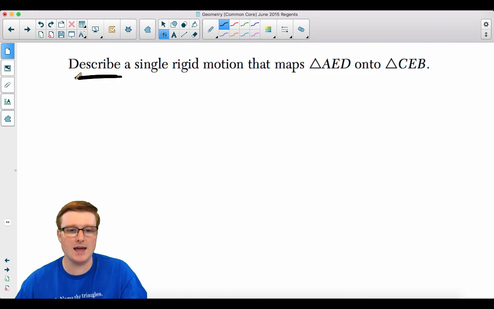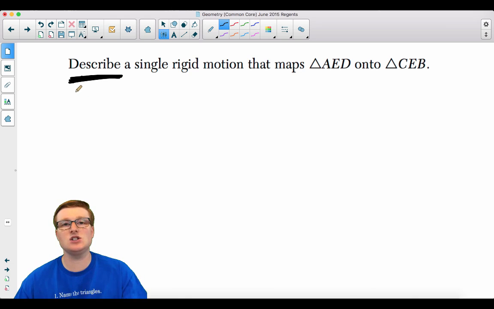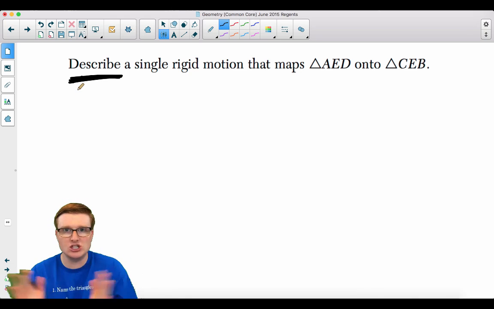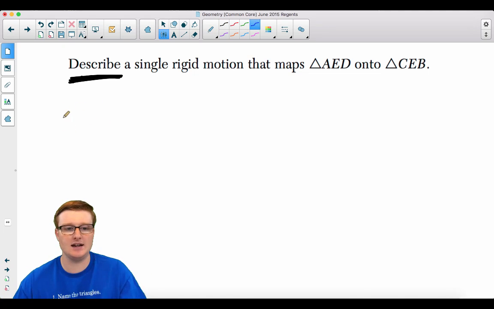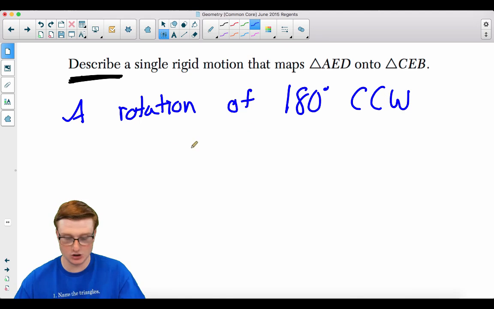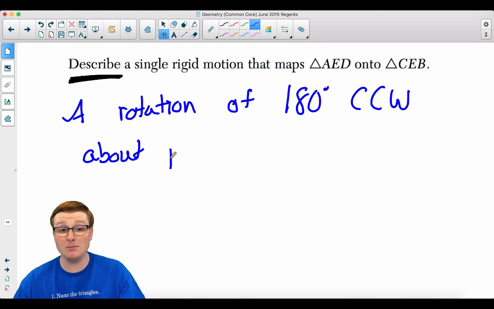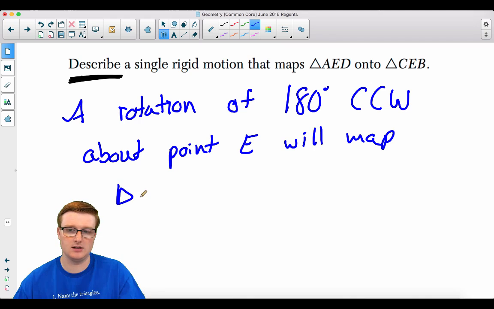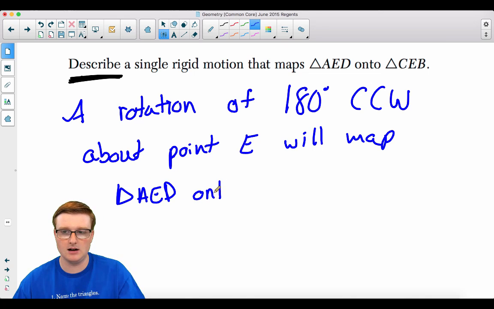So when it says describe on the Regents, it needs to be a detailed description. You cannot just say rotation. That would give you no points on this question. You have to say that a rotation of 180 degrees CCW, which means counterclockwise, about point E, will map triangle AED onto triangle CEB. That is a detailed description, and that will give you full credit.